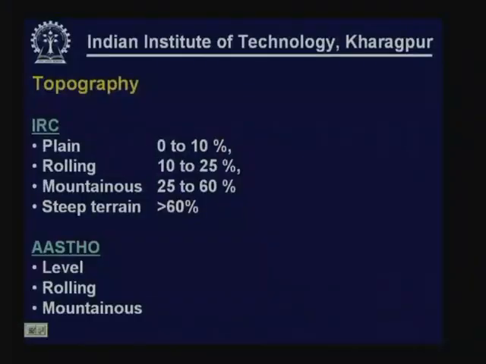According to this cross slope, terrain is classified as plain terrain, rolling terrain, mountainous and steep terrain. If the cross slope is between 0 to 10%, it is called plain terrain. Similarly, 10 to 25% is rolling terrain, 25 to 60% mountainous terrain, and more than 60% it is steep terrain. There are other ways also available for classifying terrain. Another possible alternative, which is also followed in India, is classification of terrain based on average rise and fall and average curvature along the length of the road.